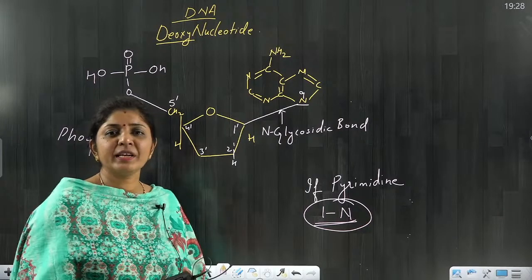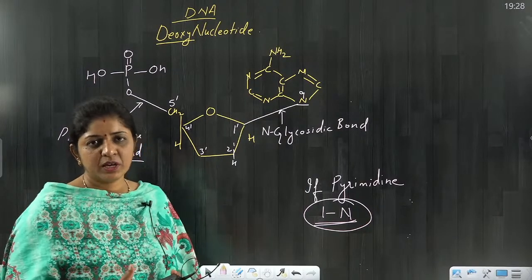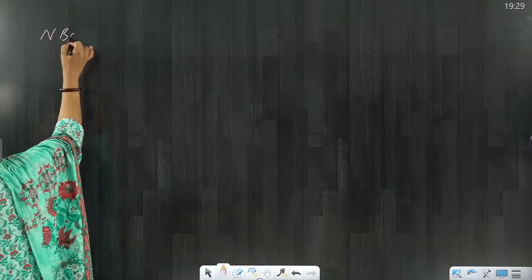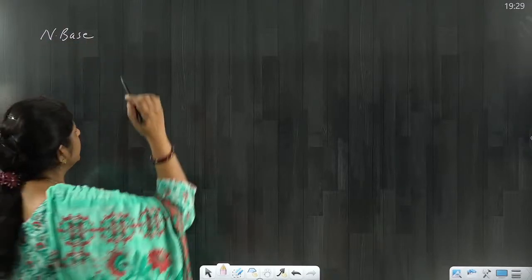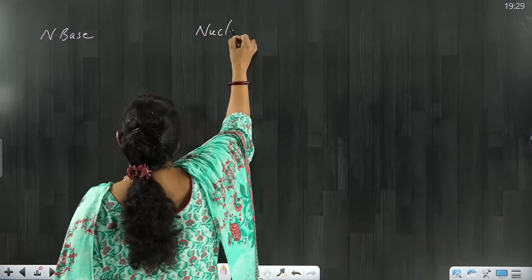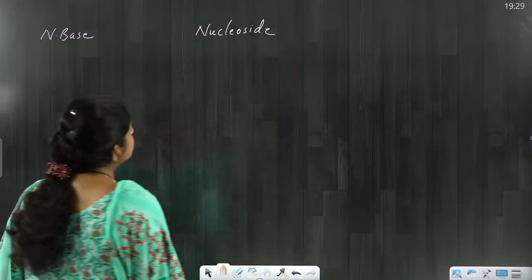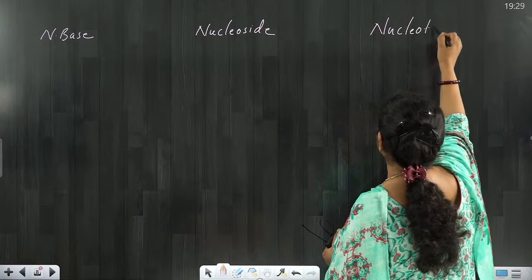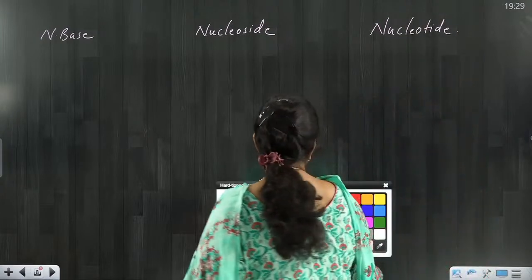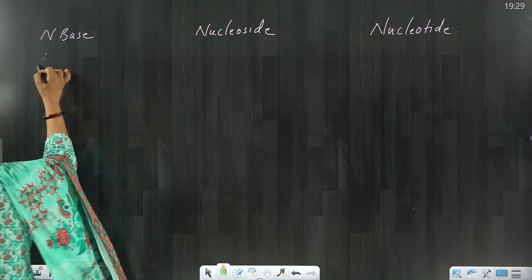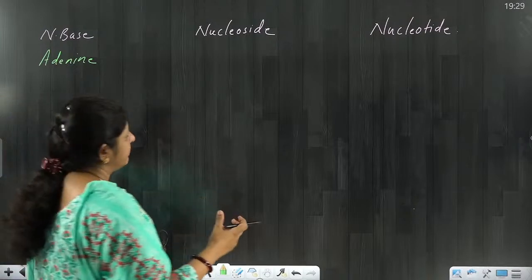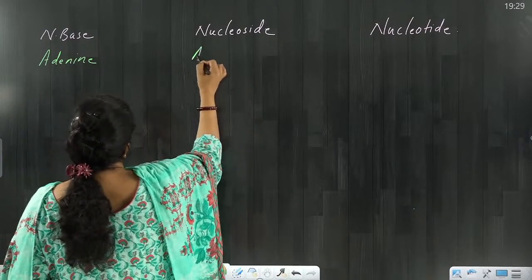Now let's see what nomenclature we have to use for all these things. If I am taking the heading, which nitrogen base is there? If a nitrogen base is attached to the sugar, then what name is given to the nucleoside? And if the nucleoside is attached to phosphate, then what name is given to its nucleotide? Let's see for purines first of all. If I am taking purine here, adenine, then what is its nucleoside name? Its nucleoside name will be adenosine.